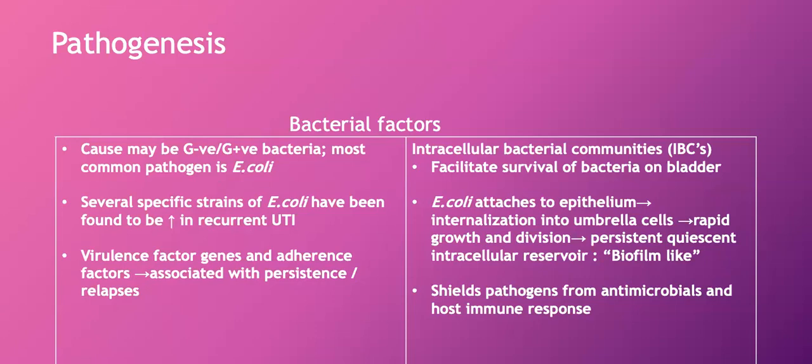Basically, E. coli tends to attach to the bladder epithelium. There's internalization of this bacteria into umbrella cells, leading to rapid growth and division. And then there's a phase where the bacteria is quiescent as an intracellular reservoir, which is biofilm-like. This shields pathogens from antimicrobials and also from the host immune response.